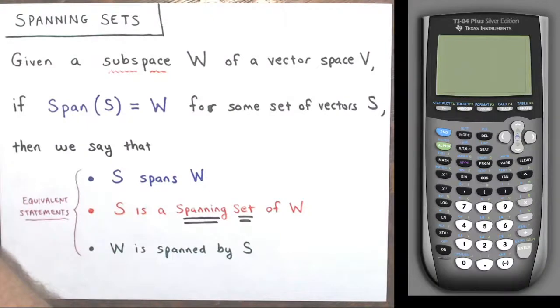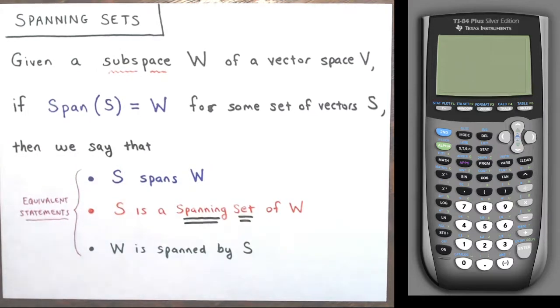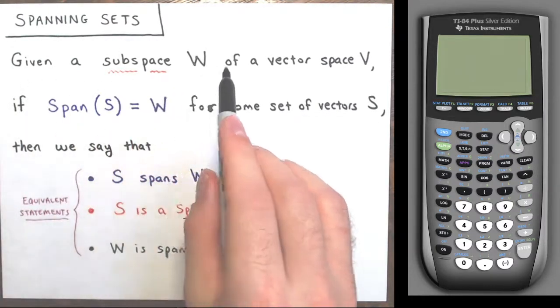And I'll be working through examples where I'm given a subspace of a vector space, and I'm asked to find a set that spans that subspace, or a spanning set for that space. All right, so let's begin with some definitions here. So spanning sets. So suppose we're given a subspace W of a vector space V.